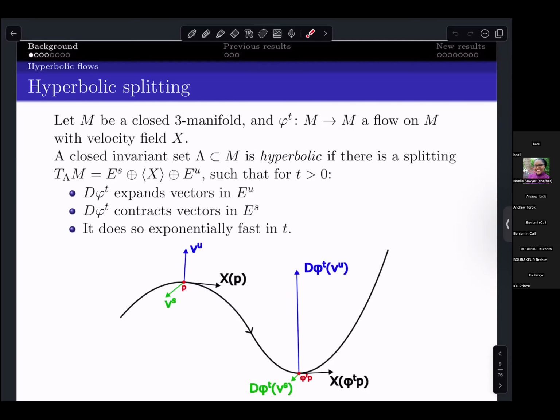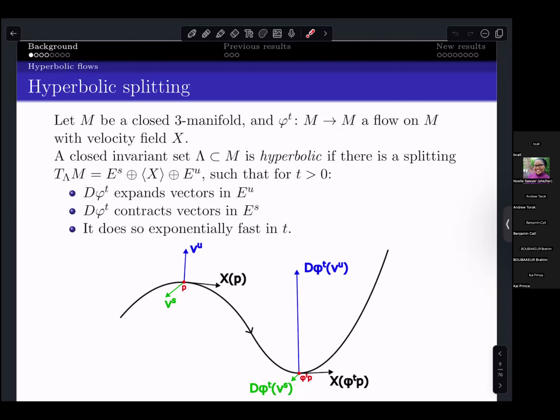I believe I have a picture. Yeah. Okay, this is the picture. The curve is a piece of flow line. Sitting on top of a point on this curve is a tangent space. The tangent space has 3 directions. One is tangent to the flow, and the other 2 are the unstable and stable. If I take an unstable vector, it gets much longer under the derivative. And if I take a stable one, it gets much shorter.